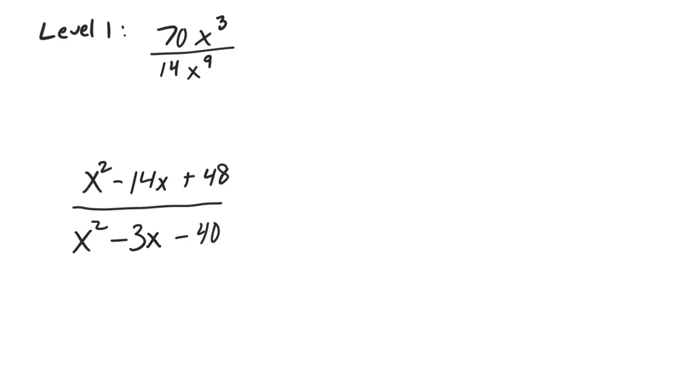Okay, for our level 1 section of your learning target check, you basically just have two rational expressions you have to simplify. You can see one's got a couple trinomials in it, and the other one's just a couple of monomials. So on the top one, we've got 70 divided by 14. That does come out even. 70 divided by 14 is 5. So since the 70 is the bigger number and it's on top, the 5 will go on top.